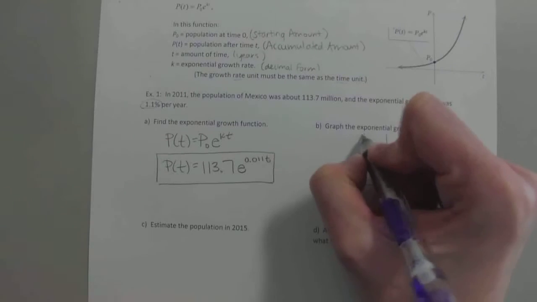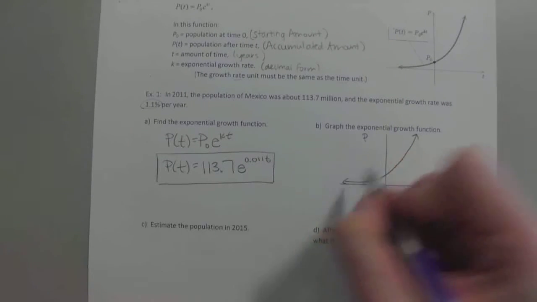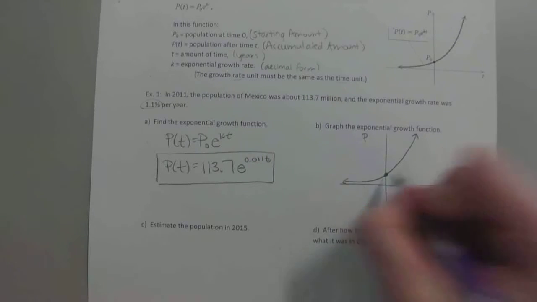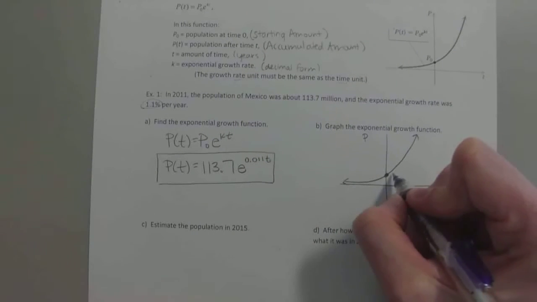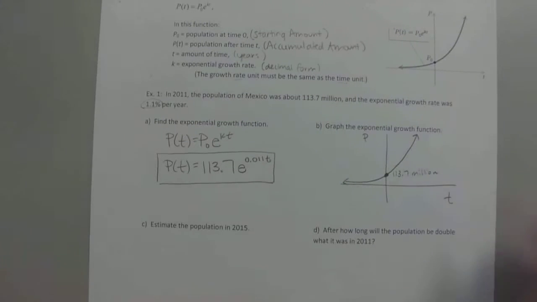So this is going to be our t-axis. This is going to be our population axis, and we're going to grow exponentially, so our function looks like this. The question is, what is the starting point? Well, what was the population at time 0? 113. Yeah, so that's kind of all we're labeling.